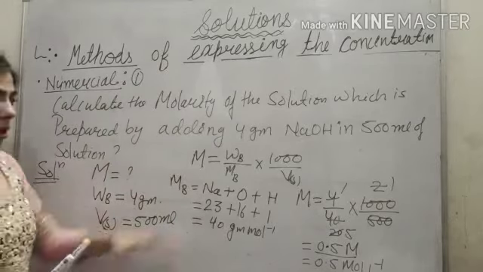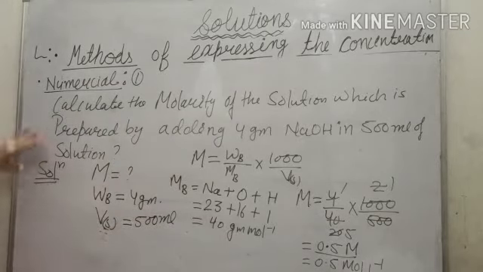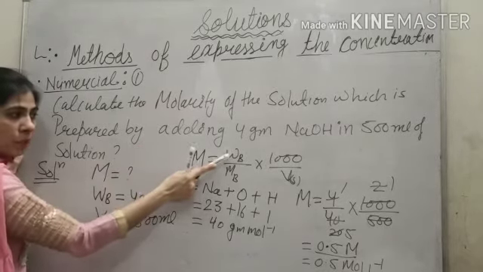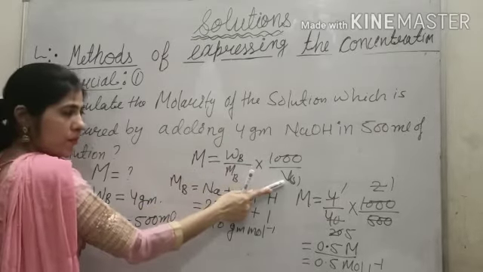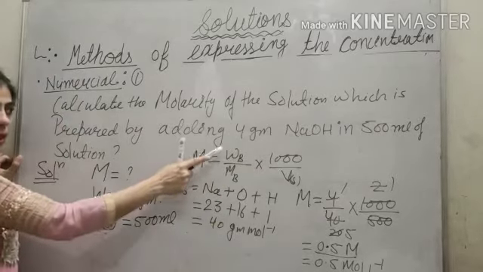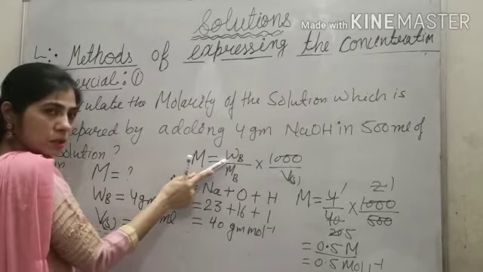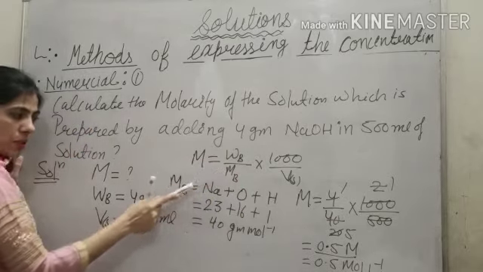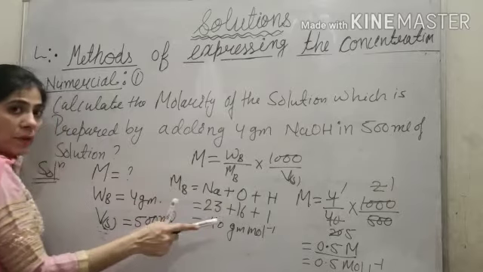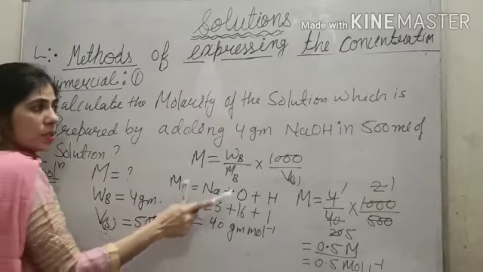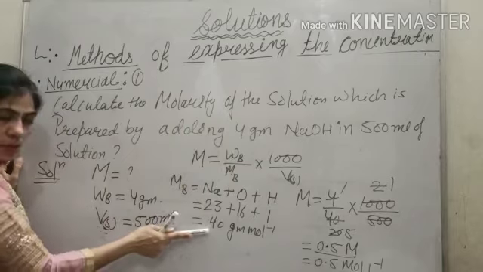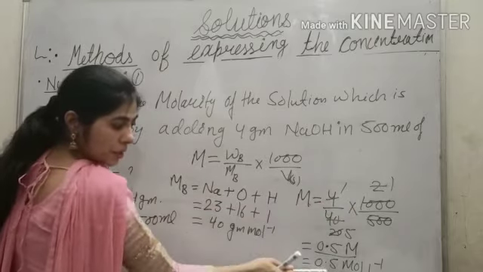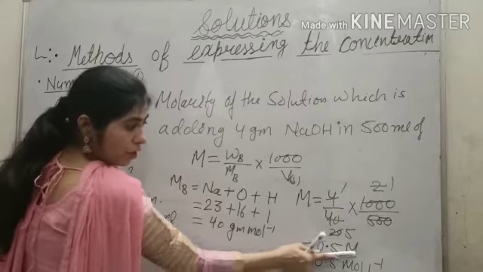Now I hope it is clear to all of you. What we have to calculate in this statement? Molarity. And what is the formula of the molarity? WB by MB, times 1000 divided by volume of the solution. In the statement, given mass of the solute is already given, volume is also given, and molecular mass of the solute is equal to the atomic masses of the elements present in the compound. So it is equal to 40 gram per mole. After that, put the values in the formula and we get our result, that is 0.5 molar.